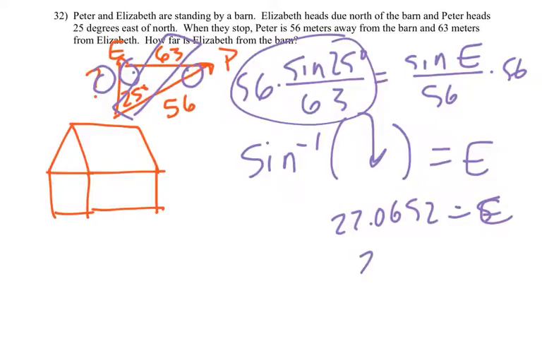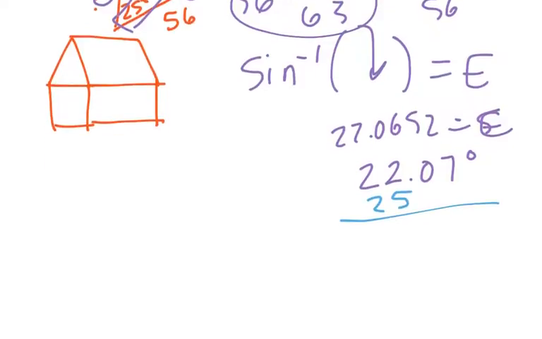So we'll say for angle E, we'll say that's 22.07 degrees. Okay, so we now know that that side is 22.07, which means 22.07 plus 25 would get us 47.07. Subtract that from 180.